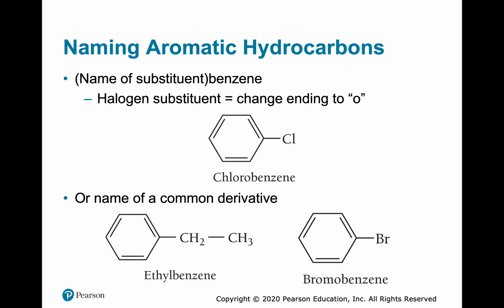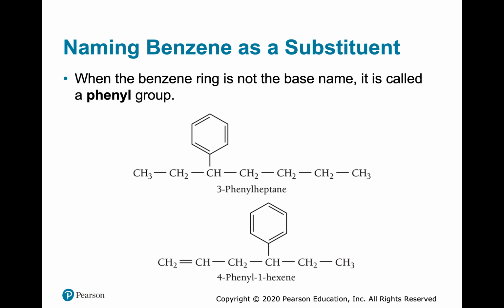So for naming them, if you have a halogen, you just end it in O. So chlorine becomes chlorobenzene, and some common ones are ethylbenzene and bromobenzene. Also, if you have a benzene ring in a molecule, you refer to that as a phenyl group. So here you have heptane, and then you have the phenyl group on the third carbon. You pick the carbon atom closest to the end. So this would not be 5-phenylheptane, because 3 is a smaller number than 5.